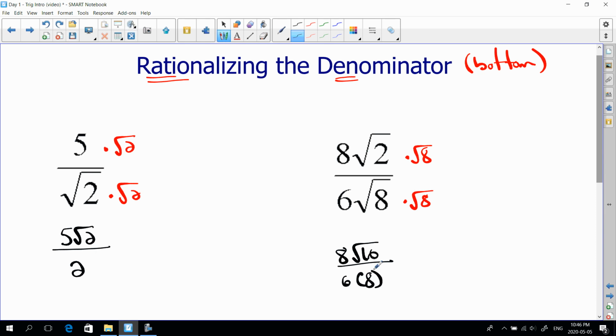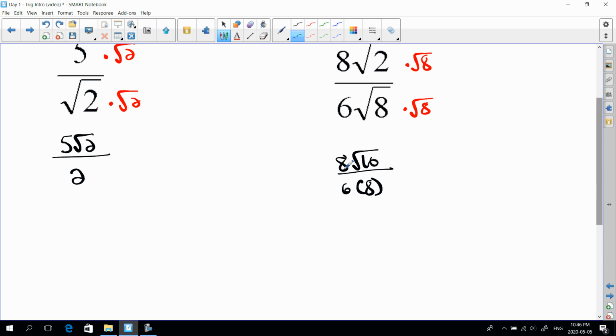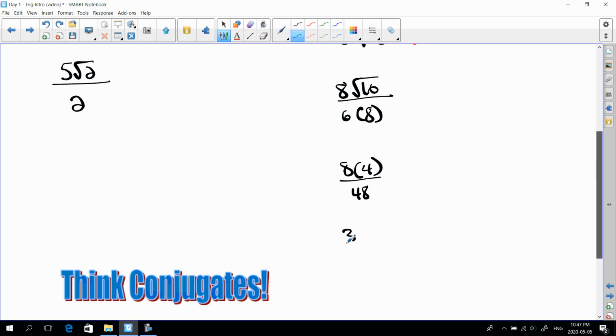You could write root 64, but then in the next line, you're going to have to change that to a root 8. I suppose I could have done the same with this root 16 up here. It's 8 times 4 over 6 times 8 is 48. So I end up with 32 over 48. I can divide both of those by 16, gives me 2/3.